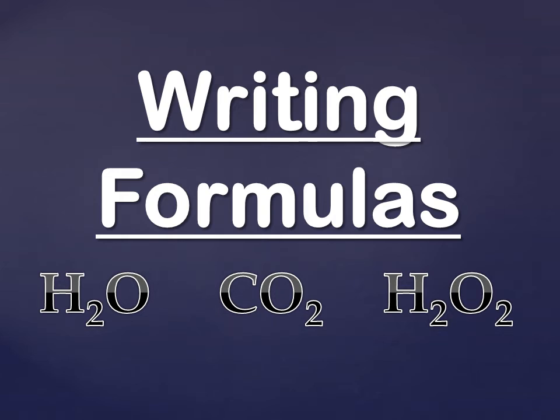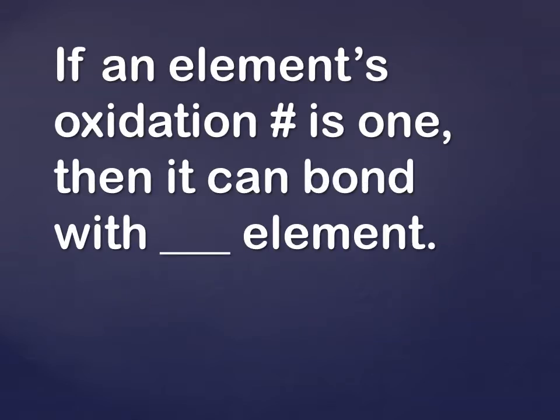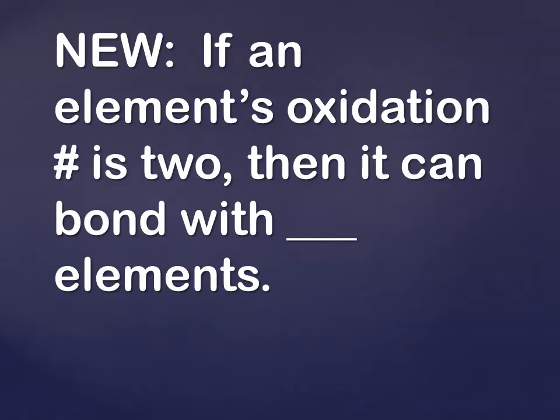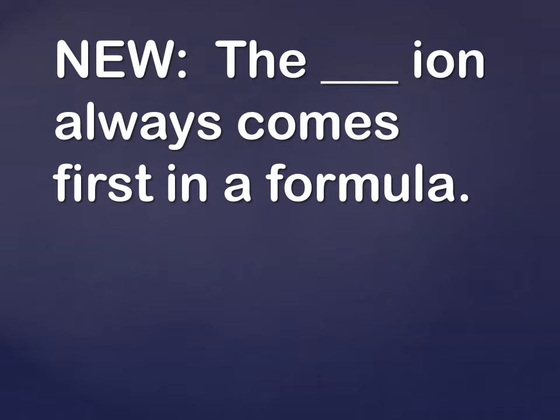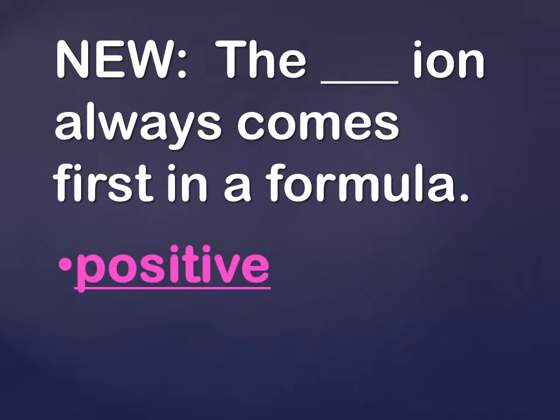So now that we know how to do oxidation numbers, if an element's oxidation number is 1, then it can bond with one different element. And if an oxidation number is 2, then it can bond with 2 elements. In a formula, the positive ion is always going to come first.